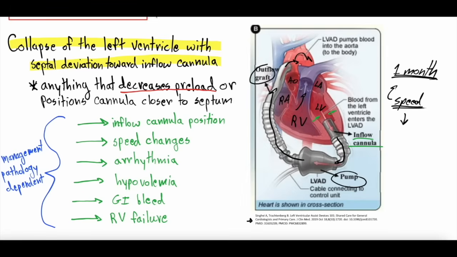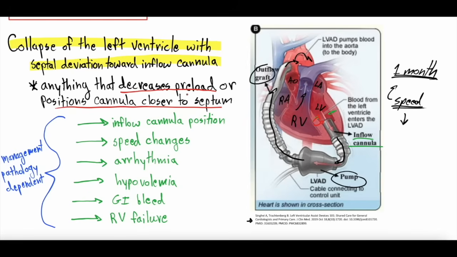Also, anything that positions the cannula closer to the septum. It's this intraventricular septum that often goes inwards towards the suction cannula and causes these suction events. So if this cannula is directed at an angle more towards the septum, that can lead to increased suction events. So, cannula positioning and anatomy. So anything that decreases preload or anything that positions the cannula closer to the septum.